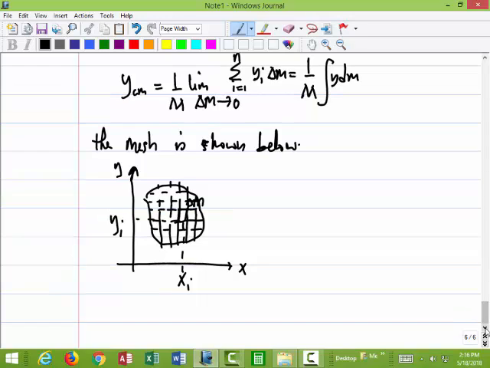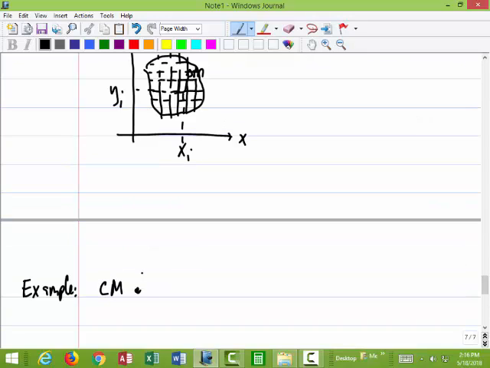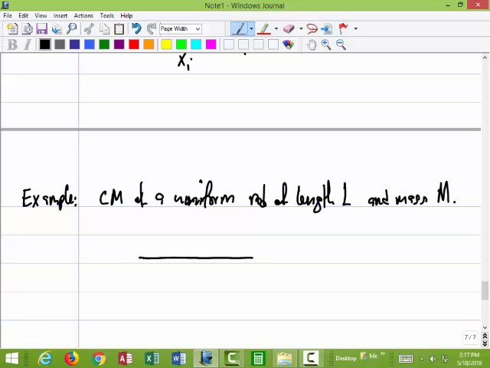Let's see how this works in an example. This is the center of mass of a uniform rod of length L and mass M. So let's consider the uniform rod as shown below. This is going to be placed on the x-axis, so this is x and that's y. We can think of taking an element of mass dm in this rod, and that element has length dx and is located at a distance x from the reference point, or from the zero axis.